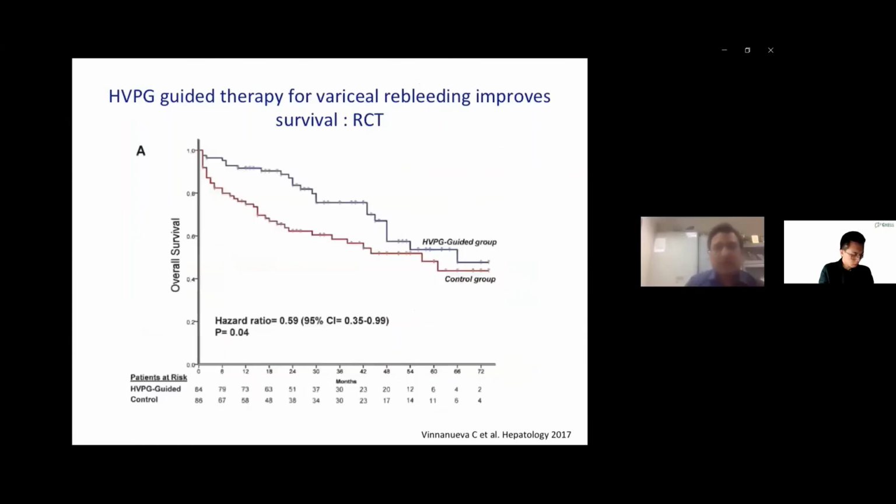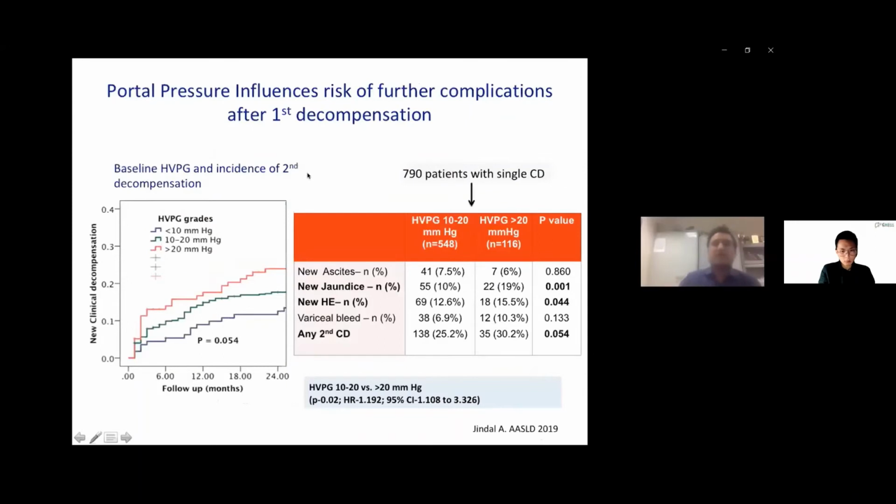And HVPG-guided therapy for variceal rebleeding is important because it improves the survival. This is a randomized controlled trial which was published in Hepatology 2017. They have shown that those patients who were managed based on the HVPG reduction or HVPG-guided change in therapy have better overall survival as compared to control groups. This was one of the studies presented as an oral presentation at AASLD 2019.